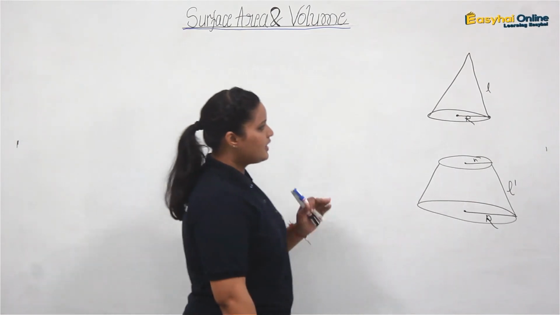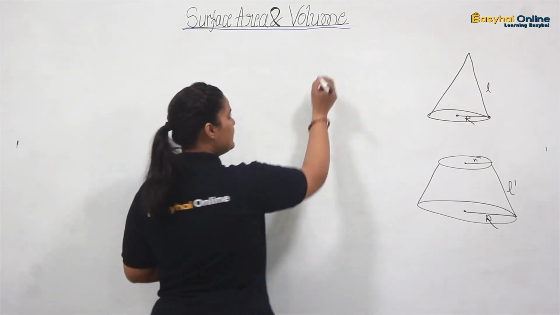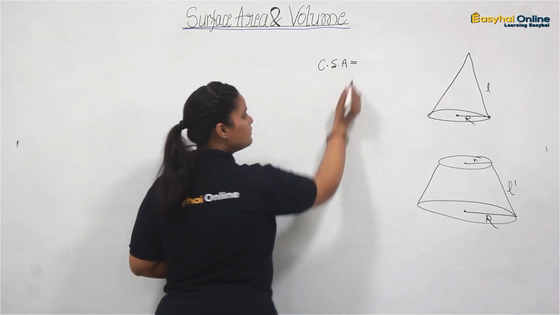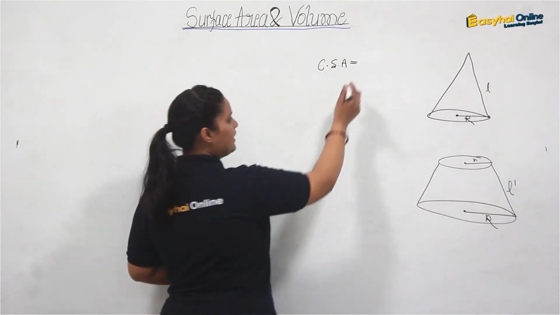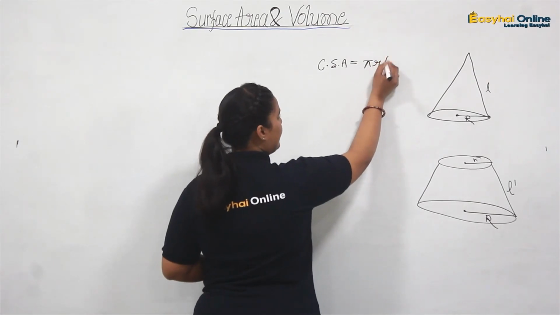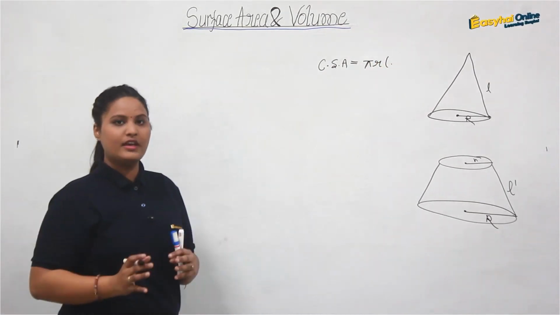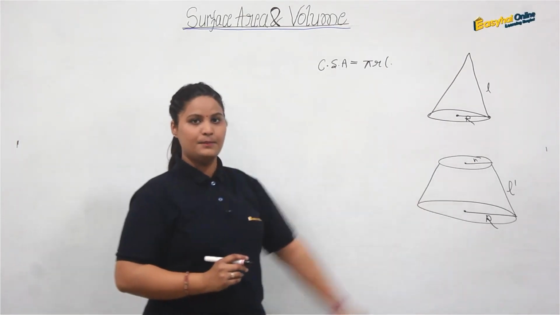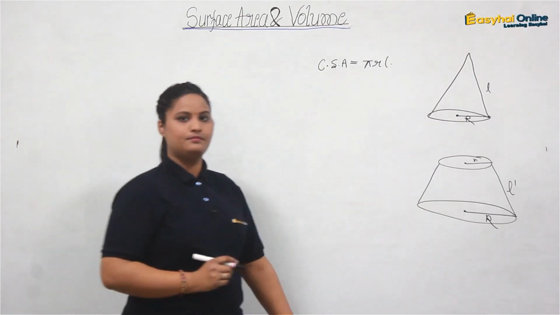Now just think about it. We have already learned what the curved surface area of a cone is. It is pi r L, and we have also gone through the proof for the same, that is how we prove that it is pi r L. Now come to the frustum.